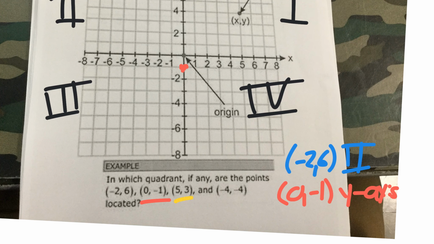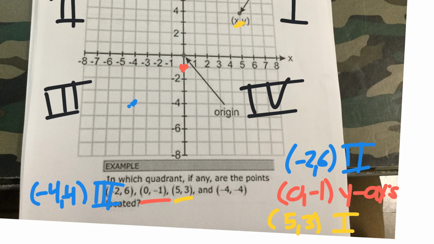Next one is 5 and 3. So starting at the origin, go right 5, go up 3. That puts us here. What quadrant is that in? The first quadrant. And then -4, -4. I'm going left 4 and down 4, which puts me in the third quadrant.